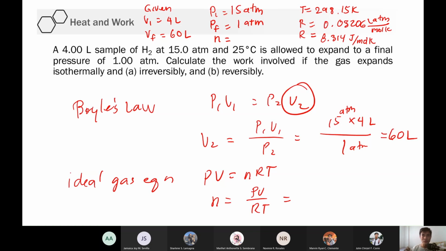Any of them. Pwedeng P1, V1, pwede naman P2, V2. Okay? So, kahit alin doon. But for convention, initial yung ginagamit always. So, initial pressure, 15 atm. Volume initial, 4 liters, R is 0.08206 L·atm per mole Kelvin. Temperature is 298.15 Kelvin. Makukuha mo yung moles, di ba?